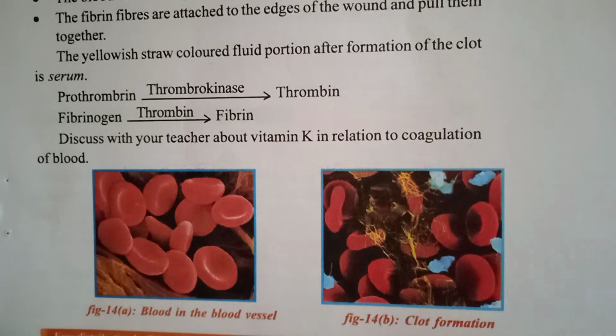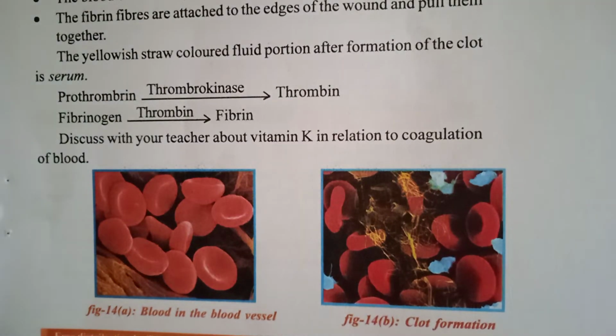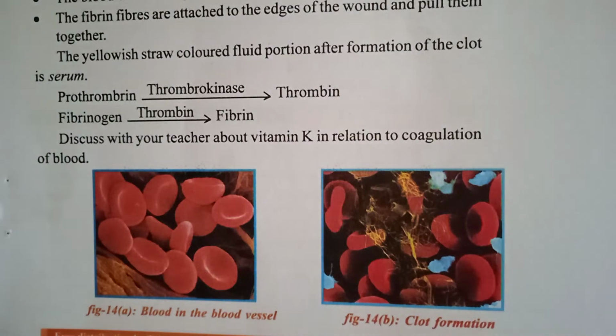Today we are discussing a good concept, Unit 3, Transportation, page number 63. There are 10 units in 10th class: nutrition, respiration, transportation, excretion, coordination, reproduction, heredity, our environment, and conservation of natural resources. So there are 10 units in 10th class. And today's concept is coagulation of blood.